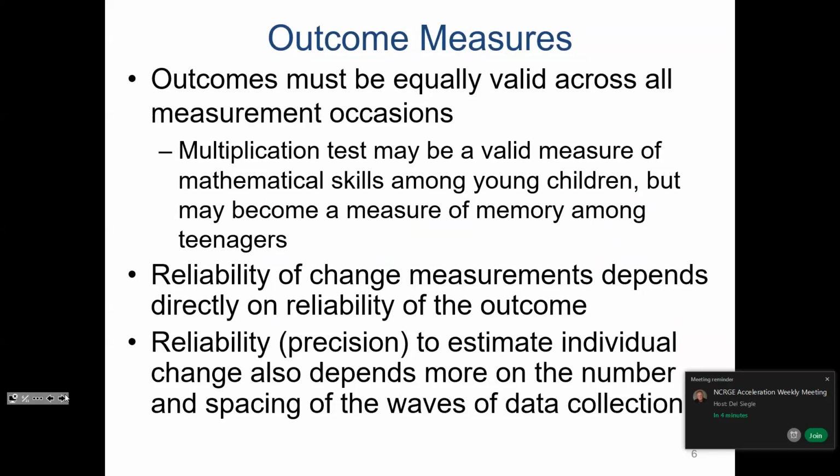Another thing to remember is this is true whether you're doing a two time point study or a growth study. The reliability of change measures is a function of the reliability of the outcome variable. If you have a really unreliable measure, it's really hard to get a good solid measure. It makes sense, right? To get a good measure of change, you need to start with good reliability on the measures that you're using. But reliability of the measurement of change is not just a function of the reliability of the outcome measure. It's also a function of the number of waves of data that you collect and the spacing of the waves of data collection.